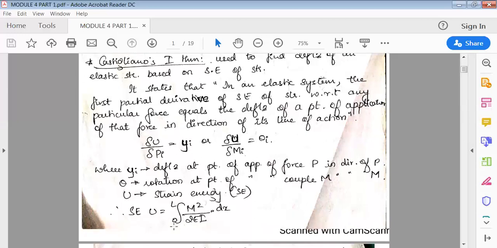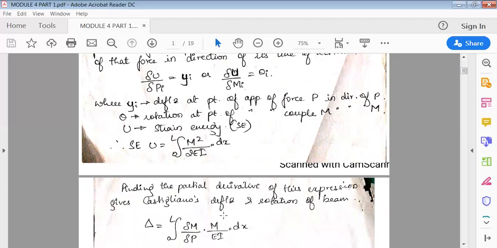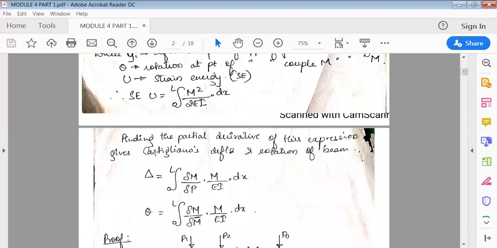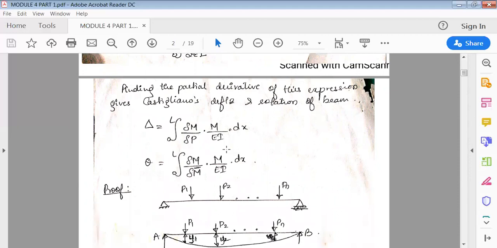Now we have the equation that strain energy is integral from 0 to L of M squared divided by 2EI. This is a strain energy equation, but we are interested in deflection. So if you find the partial derivative of this expression, it gives Castigliano's deflection and rotation of the beam. So we'll be using these two equations.